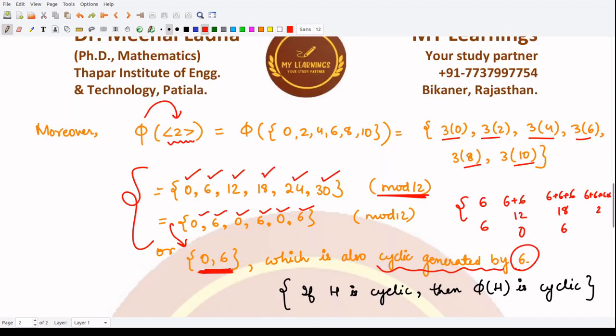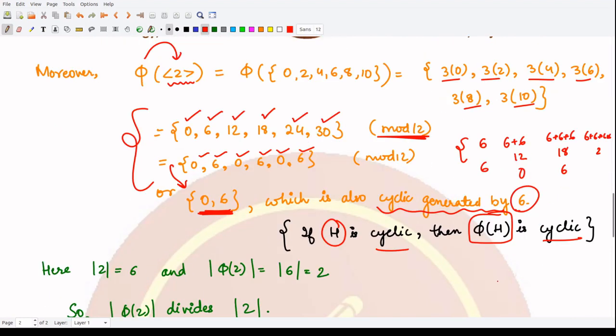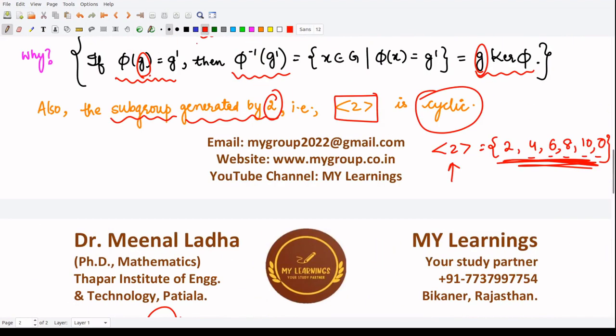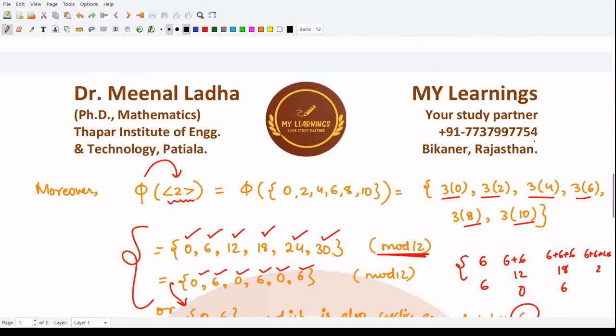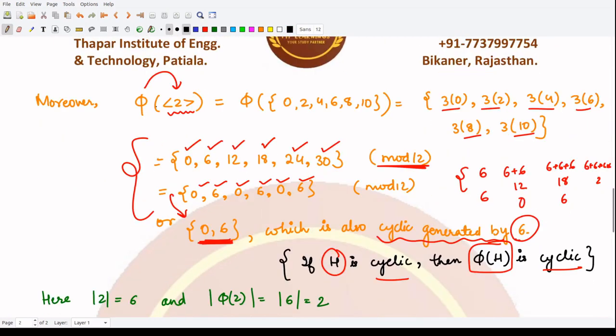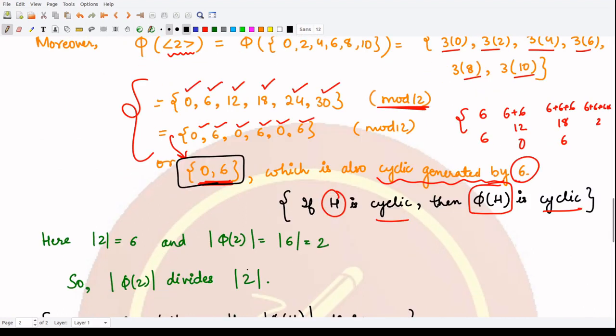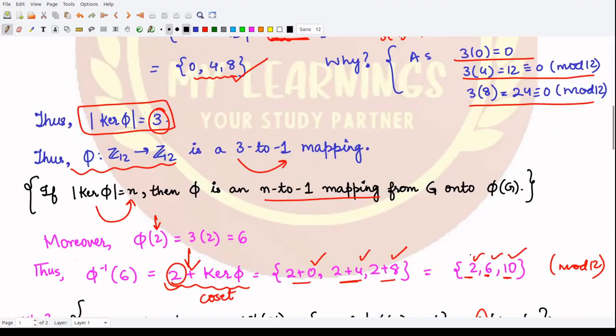Correct? Why? Because from this we also have verified that if your subgroup is cyclic, then its homomorphic image is also cyclic in nature. Correct? And from here you can see, what is the order of 2? The order of 2 here is 6, because it has 6 elements within it. And what is the order of phi of the subgroup generated by 2? It is 2, because it has only 2 elements. The order of phi of 2 is the order of 6. Why? Because phi of 2 was 6, right?